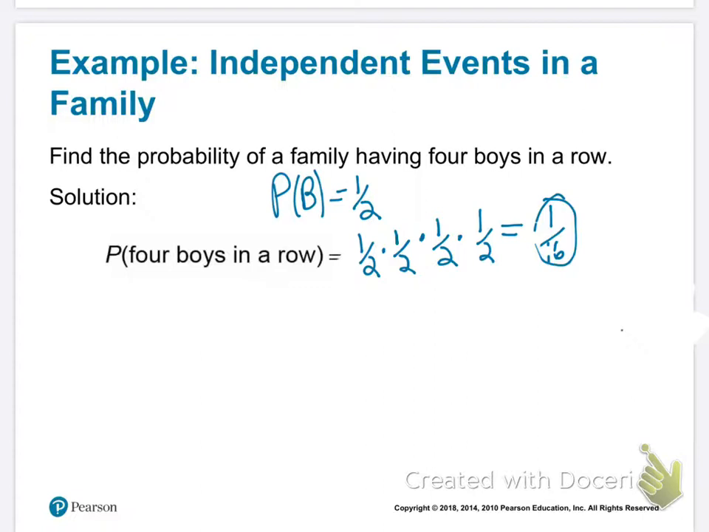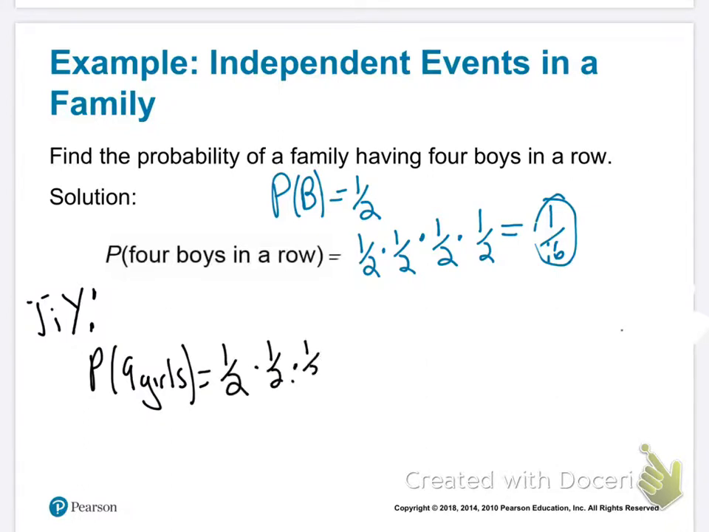We're going to build on this one and then do our try it yourself. So what's the probability of having 9 girls in a row? Well, we know the probability of having a first girl is 1/2. The probability of having a second girl is 1/2. Third, fourth, fifth, sixth, seventh, eighth, and ninth. Let me make sure: 1, 2, 3, 4, 5, 6, 7, 8, 9. 9 girls in a row.